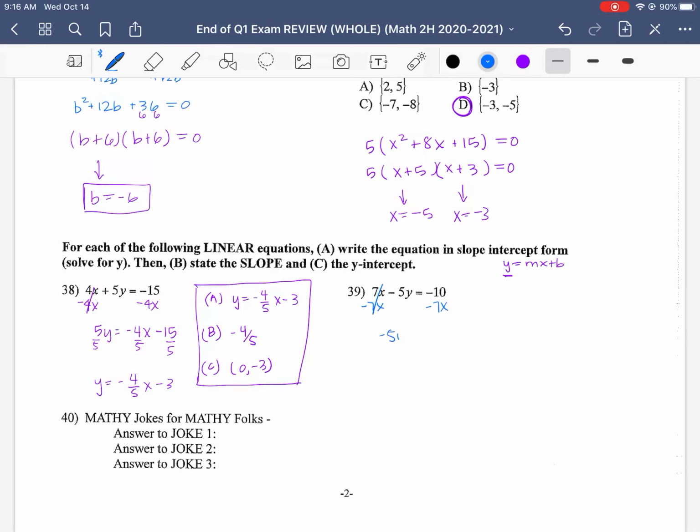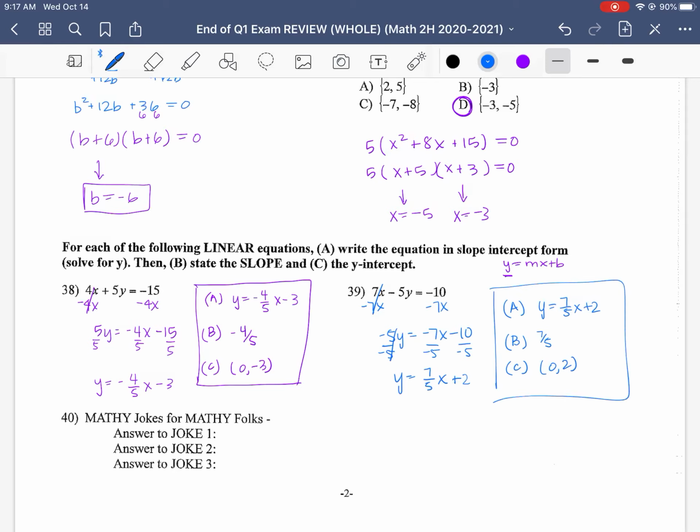So you're going to move that 7x over to the other side. Negative 5y equals negative 7x minus 10. Divide by negative 5, divide by negative 5. Y is equal to positive 7/5 because a negative divided by a negative is positive. And negative 10 divided by negative 5 is positive 2. So over here for our answers, we've got 7/5 x plus 2, part B, 7/5, and part C, our y-intercept there would be then the positive 2.